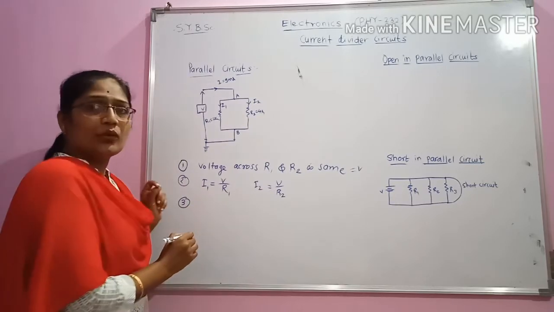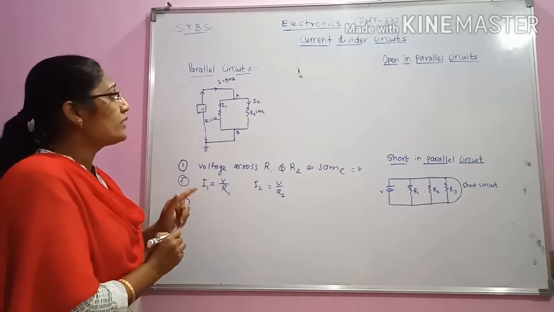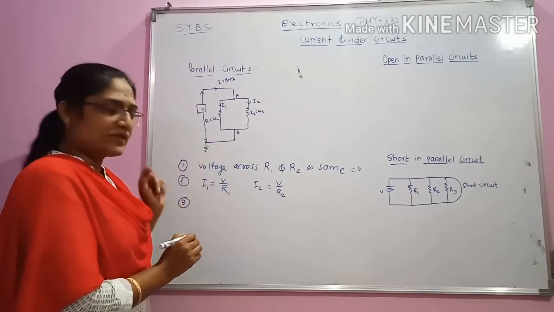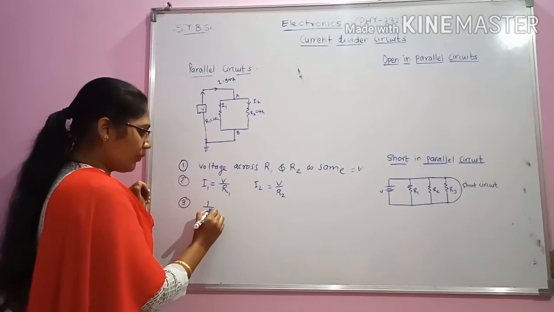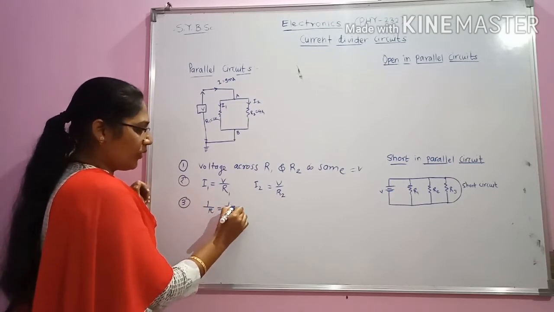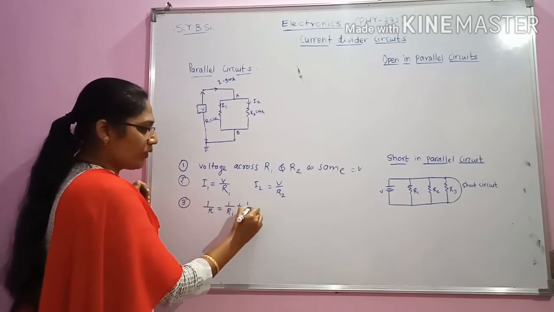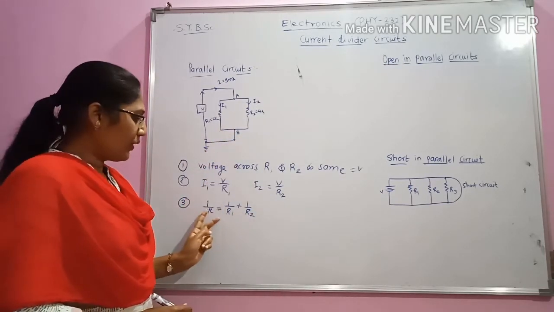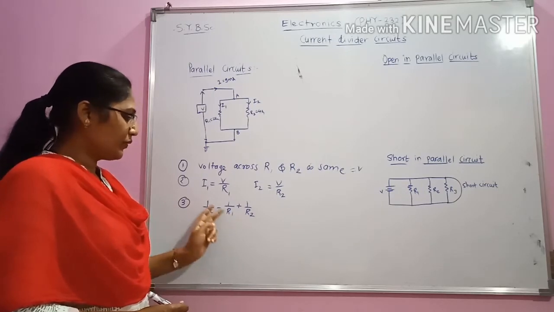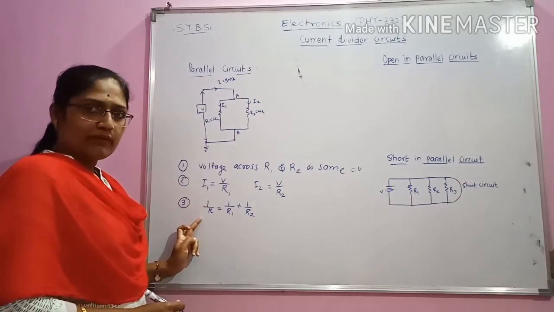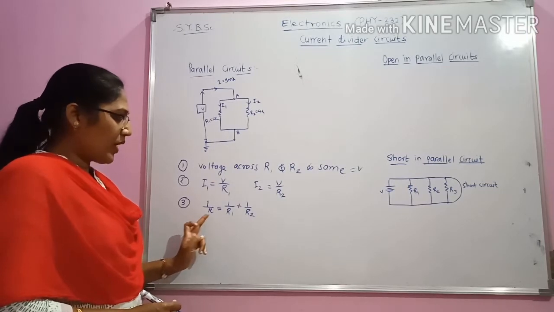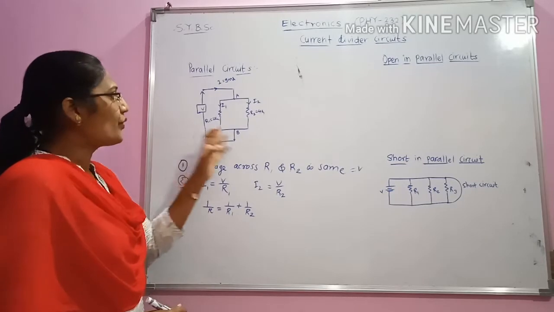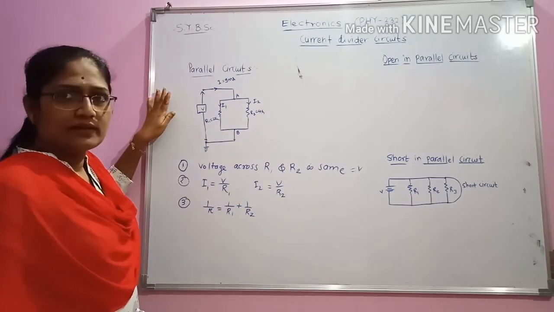Now, the third property is the value of the equivalent resistance. When we consider a parallel circuit, the value of equivalent resistance is given by 1 upon R is equal to 1 upon R1 plus 1 upon R2. Here we have considered only two resistances, therefore the equivalent resistance is given by 1 upon R is equal to 1 upon R1 plus 1 upon R2. These are a few of the properties of parallel circuits.